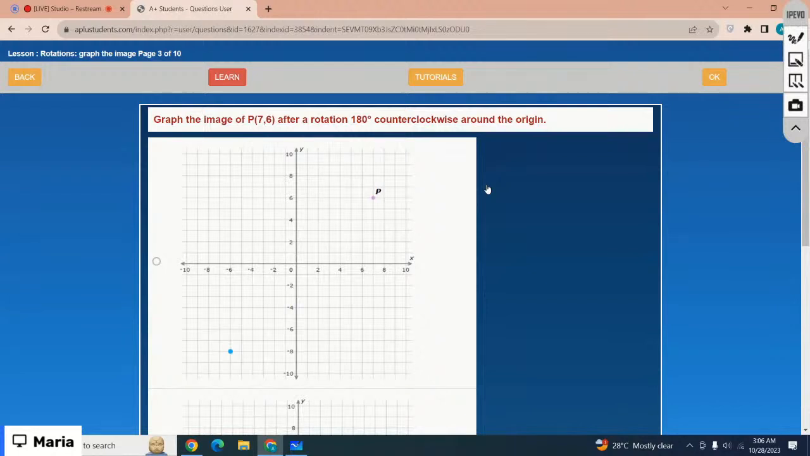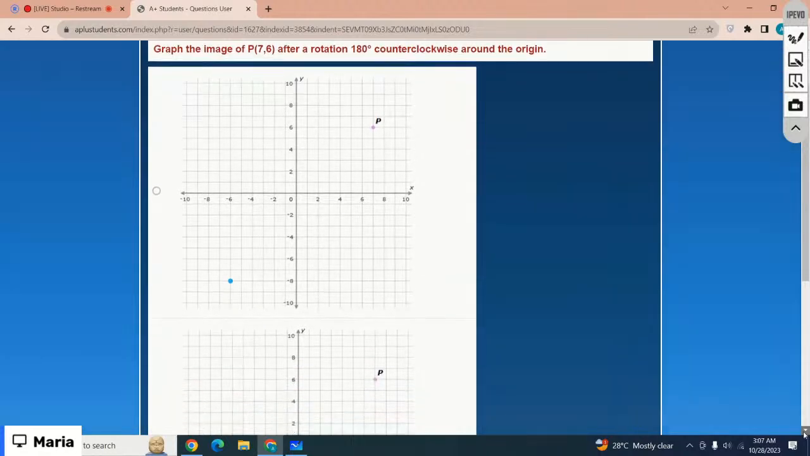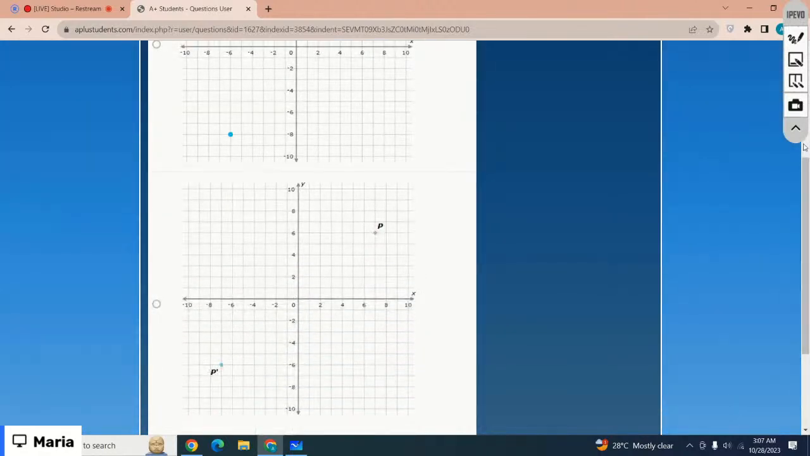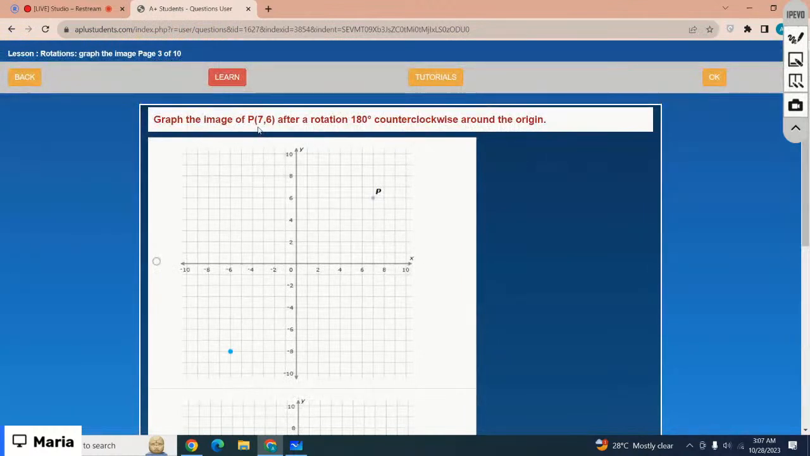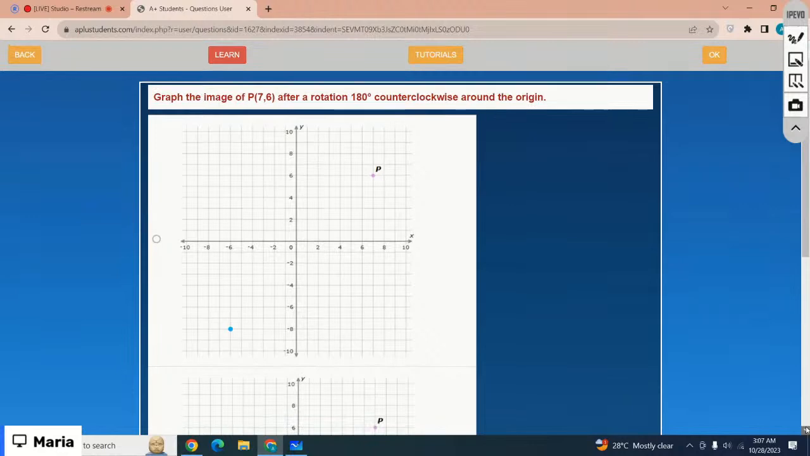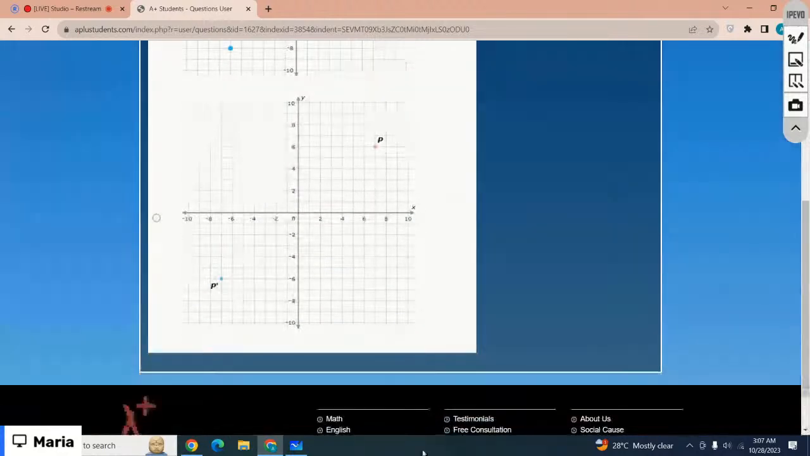Graph the image of P(7, 6) after a rotation of 180 degrees counterclockwise around the origin. 180 degrees. Okay. So no, option number 1 is not the correct option. Option number 2 is the correct option, right?